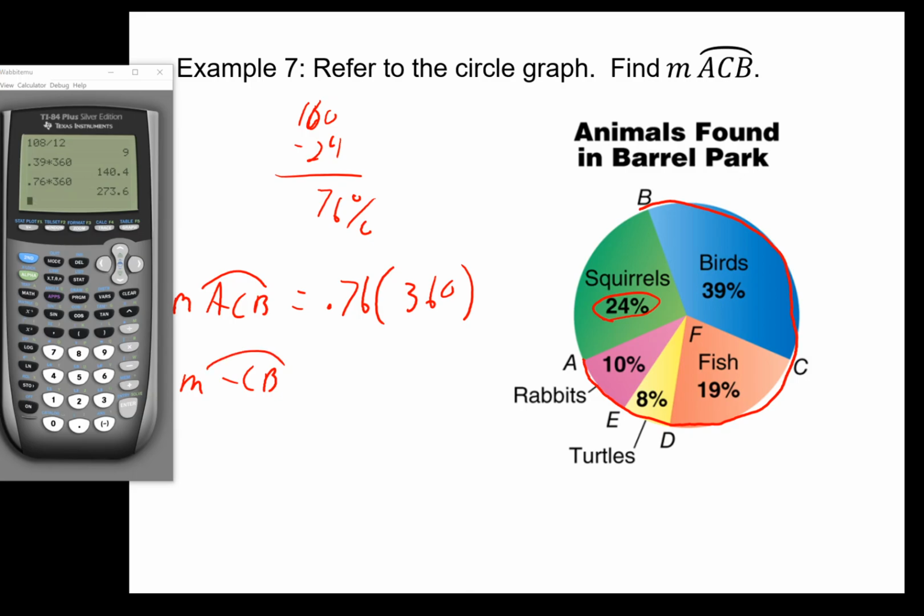The measure of arc ACB equals 273.6 degrees. If I just get rid of all this and say equals, then I'm referencing the thing on the left and the one above it. There we go. 273.6 degrees.